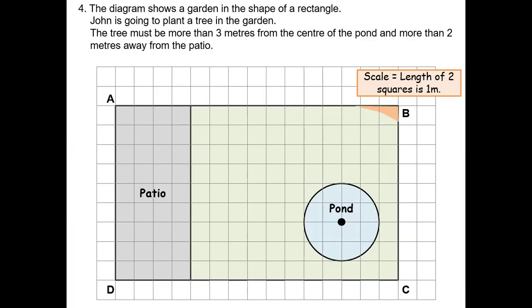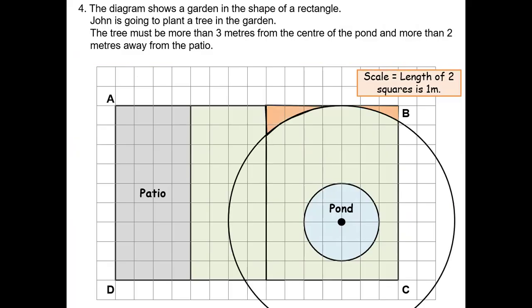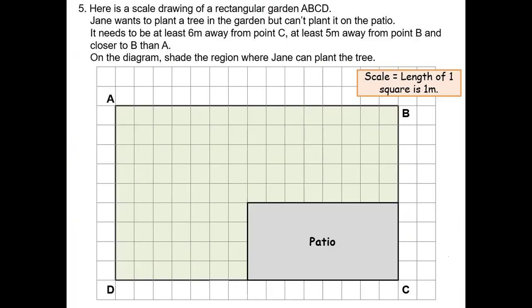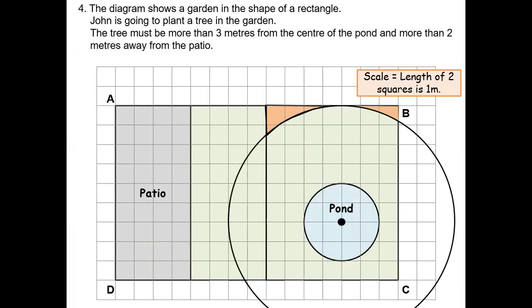The diagram shows a garden in the shape of a rectangle. John is going to plant a tree in the garden. The tree must be more than 3 meters from the center of the pond and more than 2 meters away from the patio. So here, what we're going to do, the scale, we're going to use length of 2 squares is 1 meter. Yep, so if we do that, we're going to do this, and then we have less than 1 meter, and this is the shaded area that is left.